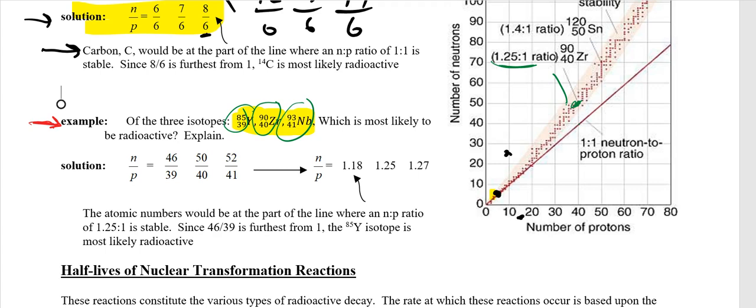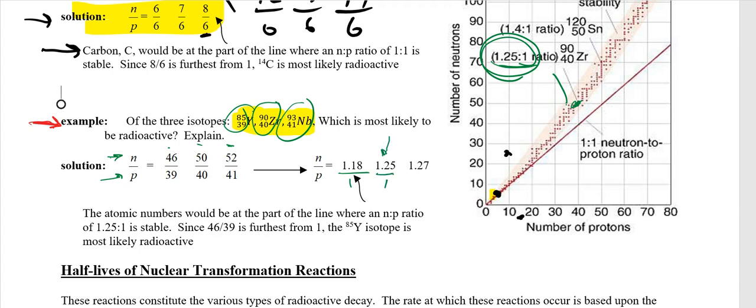85 minus 39, we get the neutrons, we get 46. Then we do 90 minus 40, get 50. 93 minus 41, we get 52. Dividing by the atomic number on the bottom, we need to simplify it so we can actually compare to this 1.25 to 1 ratio. And when we simplify, you get 1.18 to 1, 1.25 to 1.